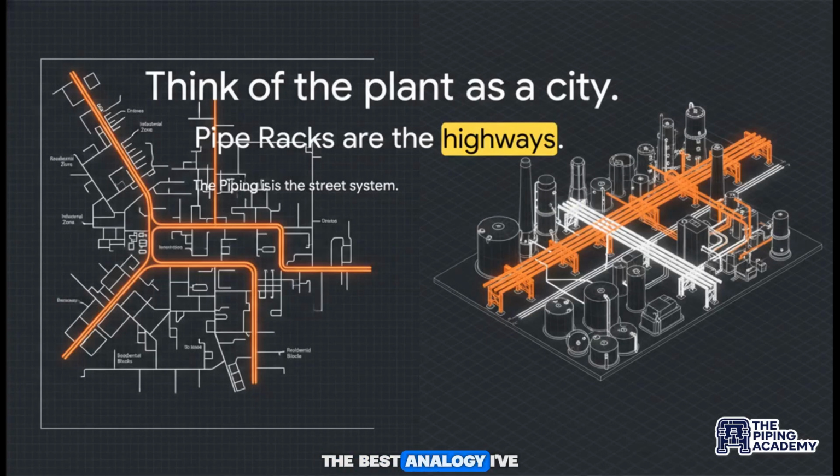The best analogy I've ever heard for this is to think of the plant as a city. The big pipe racks, those are your highways. They're carrying all the major traffic, the big utility headers, the main process transfer lines. The individual units are like the buildings where all the work gets done. And all the unit piping, that's your local street system, connecting everything together. Now, if you just route a pipe randomly, it's like building a road directly through the lobby of a hospital. Sure, you got from one side to the other, but you've completely destroyed the function of the space.